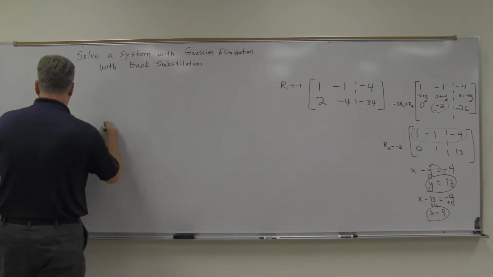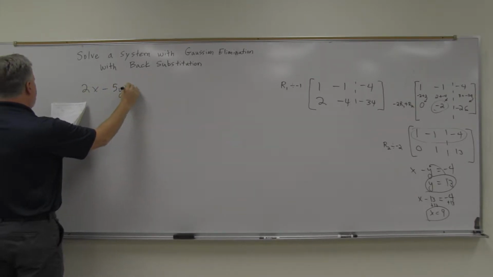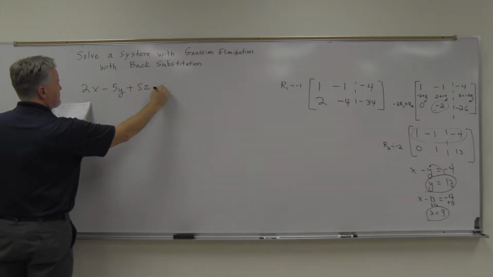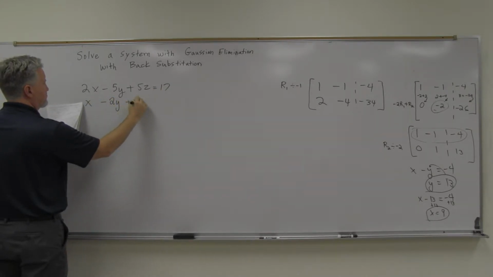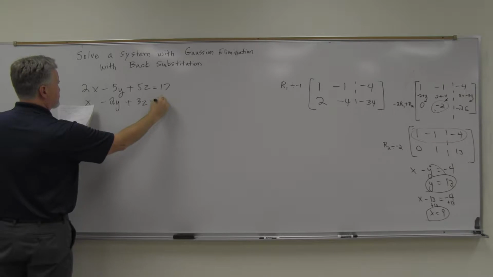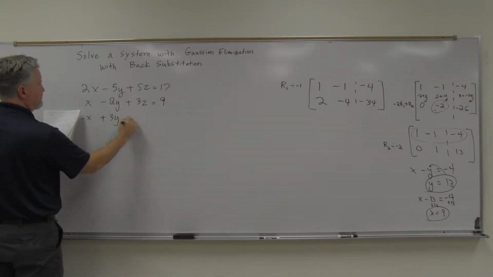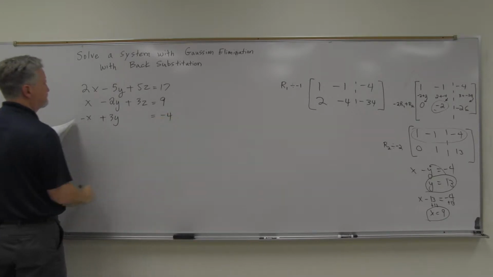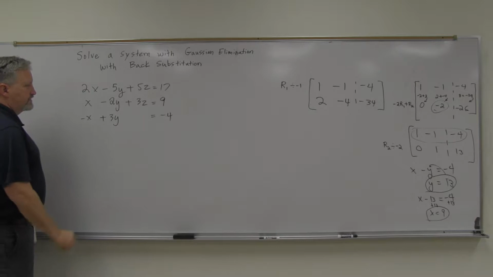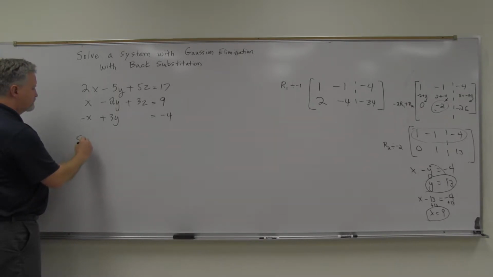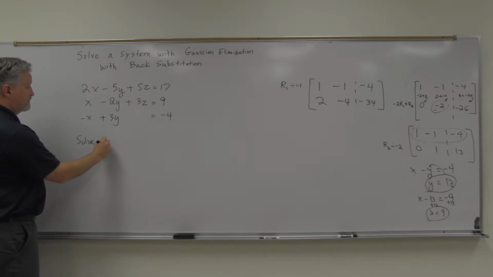All right, so let's start with it. 2x minus 5y plus 5z equals 17. And then x minus 2y plus 3z equals 9. And then negative x plus 3y equals negative 4. Okay, so let's solve this using Gaussian elimination.